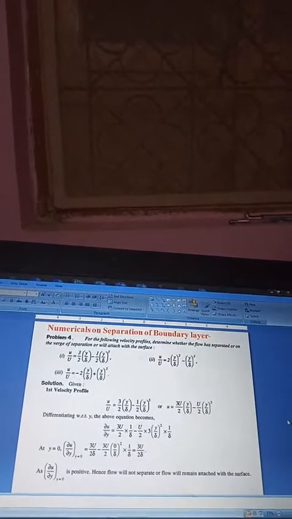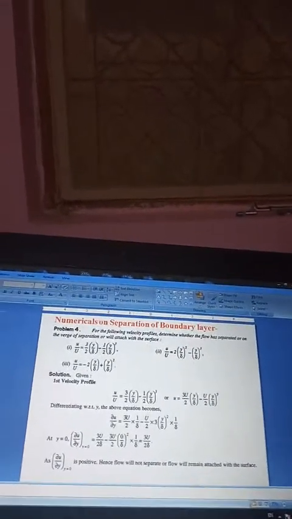That we have already seen. So the boundary layer will remain attached to the surface, and that is the favorable condition. So this velocity profile is a good profile which should be followed.